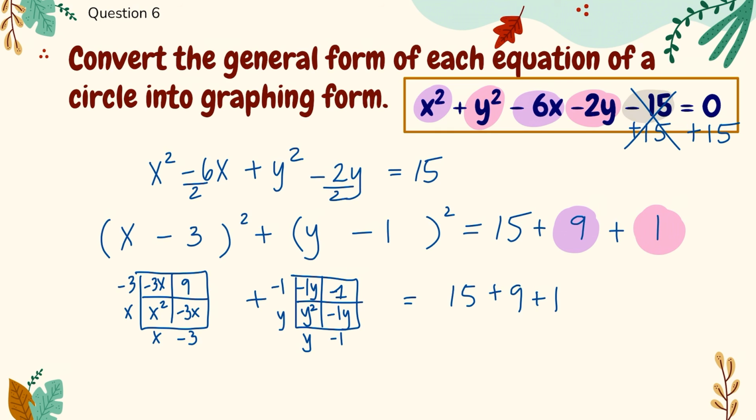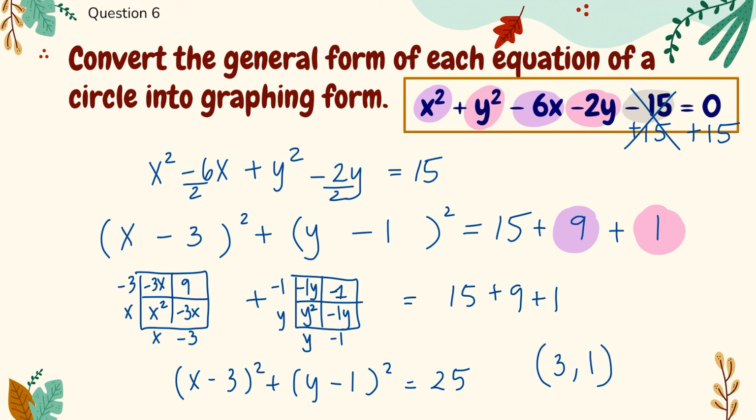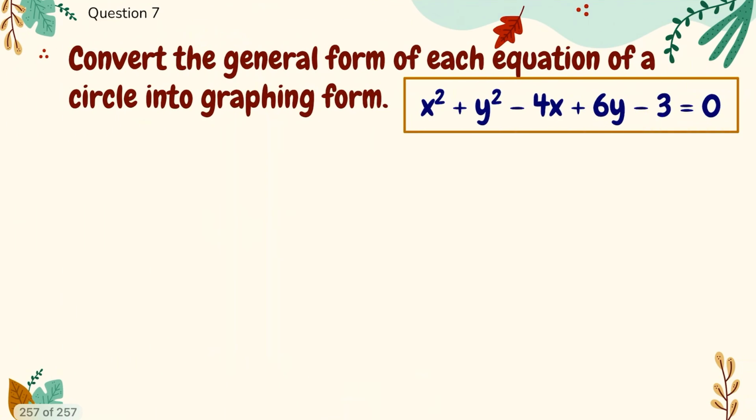If you don't like the shortcut because you know how to do the boxes or the square a lot easier, then just do the drawing instead, okay? All right, so notice that my final answer should look something like this. And then 15 plus 9 plus 1 gives me 25. So now I know my center is (3, 1), and my radius is the square root of 25, which is technically 5, okay?